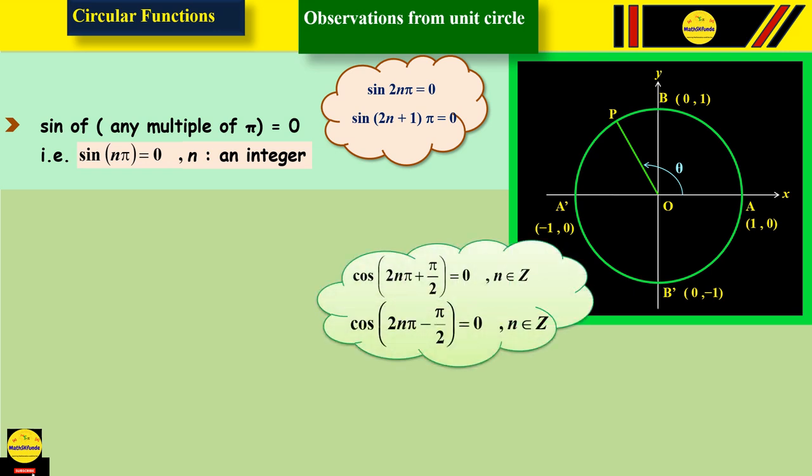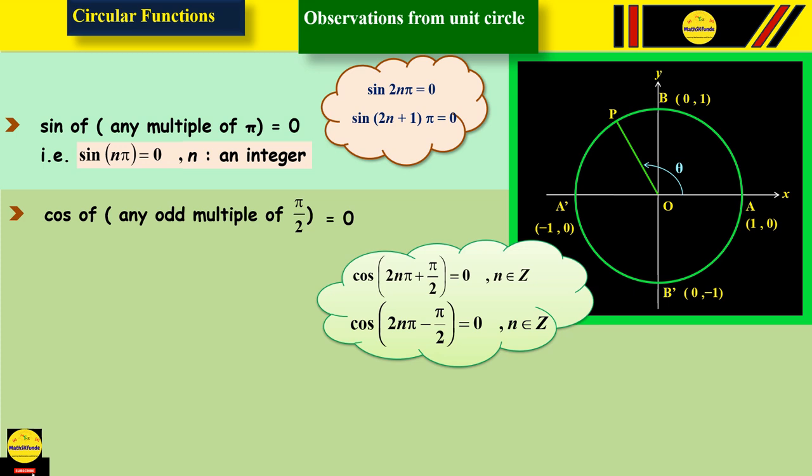Okay. Now look at the positions B and B dash. Their cos is 0, meaning the x coordinate is 0, right? That means cos of those angles is 0. And what are those angles? Those are 2n pi plus pi by 2 and 2n pi minus pi by 2. So this also tells me that cos of any odd multiple of pi by 2 is 0.